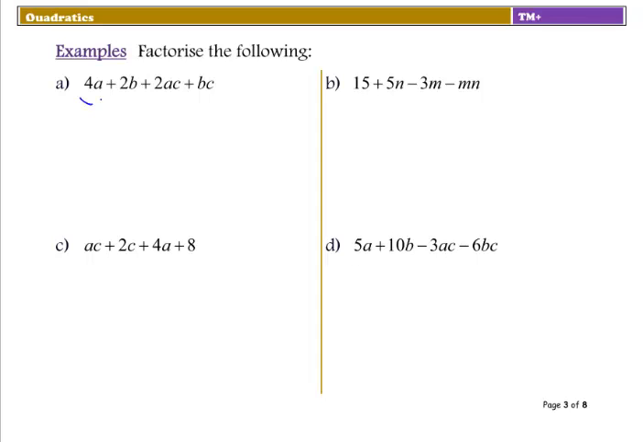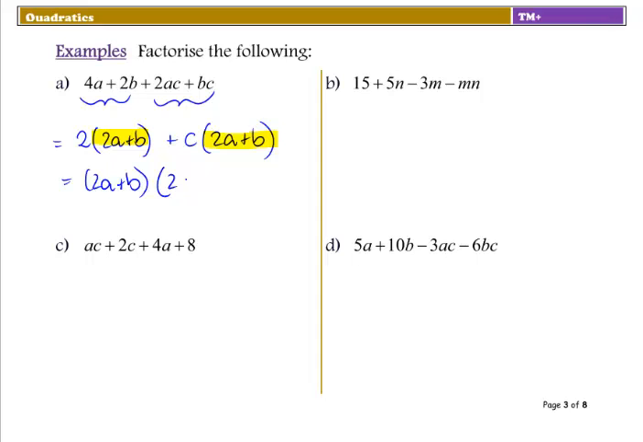So firstly, split into two. 4a plus 2b, common factor would be 2, then bracket 2a plus b. Move on, plus common to 2ac and bc is c, bracket, I need the 2a and I need a b. You can see that the bracket is common, so it can come out the front, and we're left with 2 plus c.